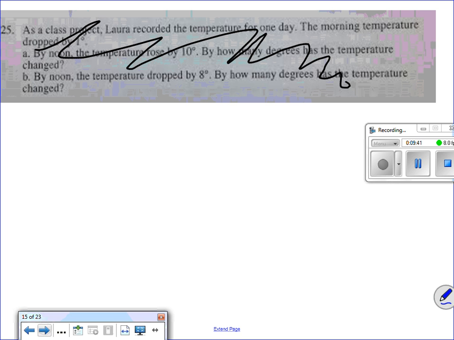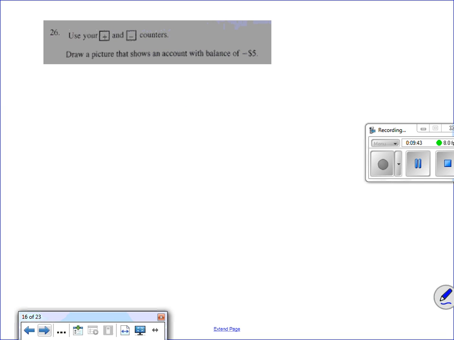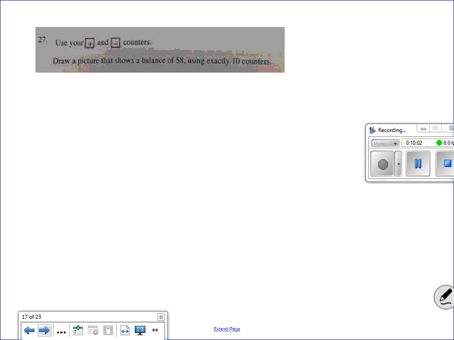Go ahead and cross off number 25. 26, use your plus and minus counters. Draw a picture that shows an account with the balance of negative 5. Negative 5, so I know I need at least 1, 2, 3, 4, 5, right? And let's just add 2 more negatives. Better add 2 positives to cancel those out, which leaves me with a -5 balance.